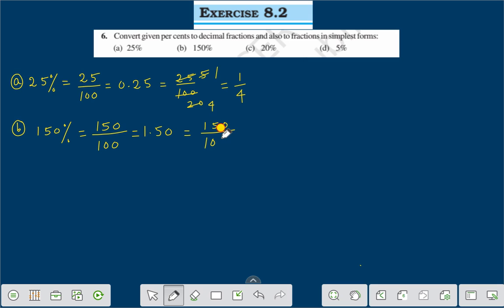We'll change into simplest form. This 0 will cut, 5 2s are 10, 5 3s are 15, so it comes to 3 by 2. 3 by 2, this is the simplest form.